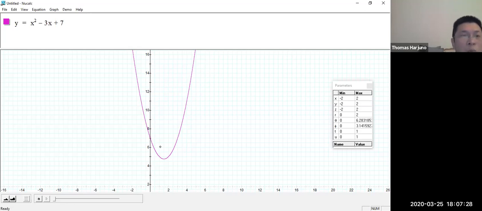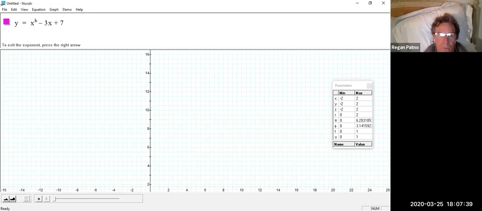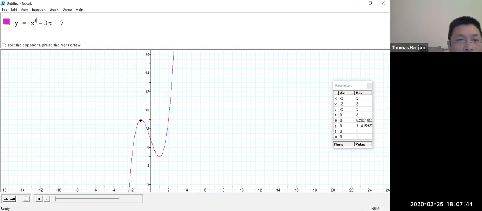Let me change that exponent so it becomes the degree of 3. Then we will expect to see at most how many turning points? 2. You see, we have 1 turning point here and another turning point here. Now, when I say turning points, it seems like it refers to the point where you have a local maximum, local minimum. Of course, these are turning points, but this is also a turning point, by the way.